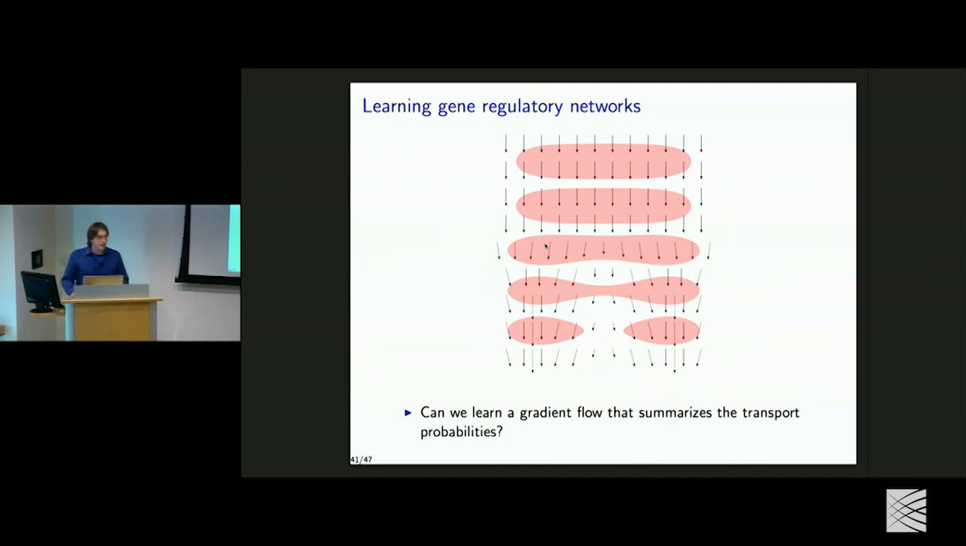So just to wrap up in my last few minutes, I'll tell you about one more cool thing that we did, which was to learn gene regulatory networks. The picture you can have in your mind is that there's some kind of vector field, and the cells are flowing down this vector field. We want to learn this vector field that summarizes the transport probabilities.